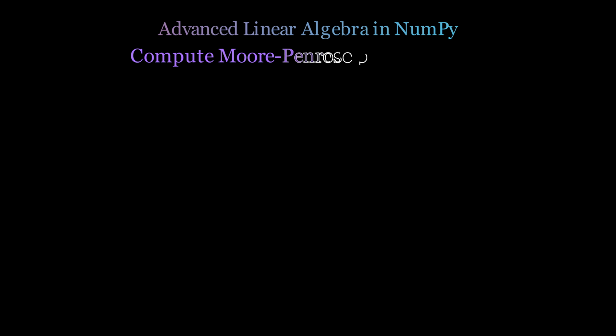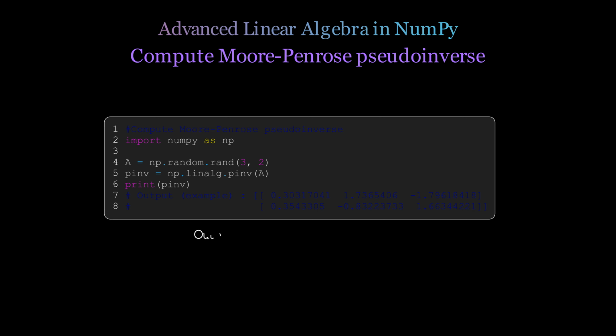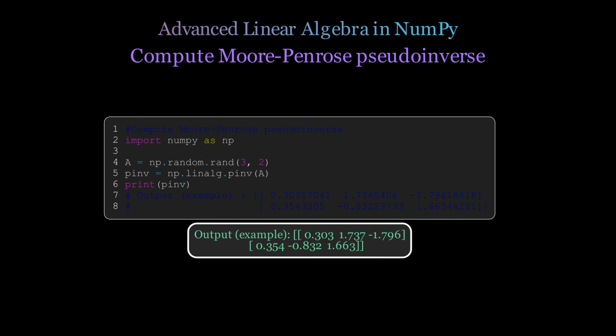The pseudo-inverse generalizes matrix inversion to non-square matrices. For a random 3x2 matrix A, pinv(A) gives a 2x3 matrix that best solves the least squares problem, even when exact solutions don't exist.